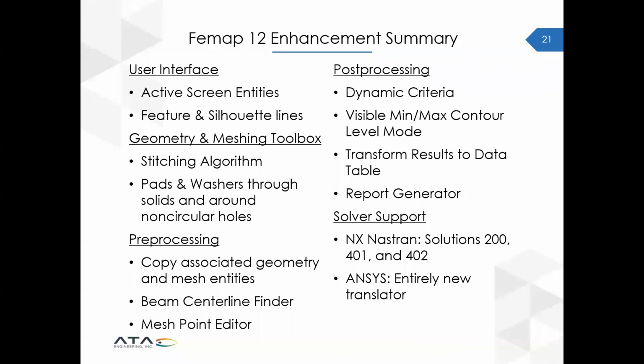For post-processing, we saw the dynamic criteria options that are interactive now. We also saw visible min-max contour level mode, the ability to transform results while we're sending them to the data table and the report generator. And then finally, for solver support. For NX Nastran, we saw additional support for solutions 401, 402 nonlinear, as well as solution 200 optimization. And then for ANSYS, we have an entirely new translator.